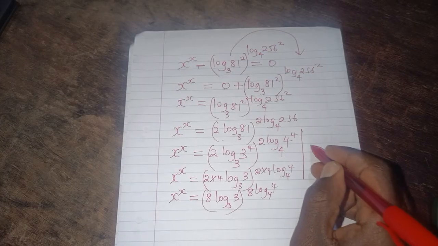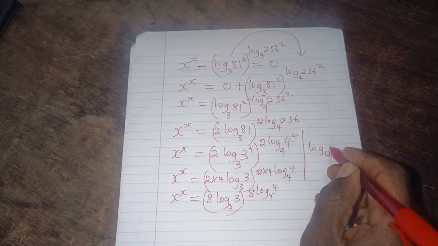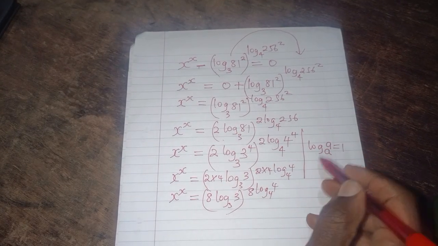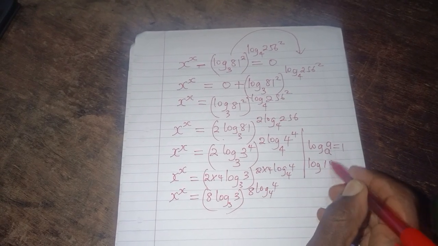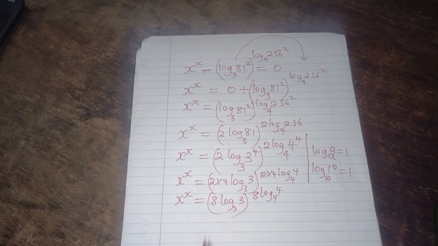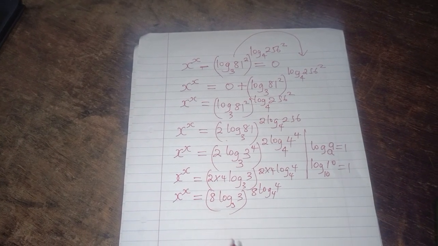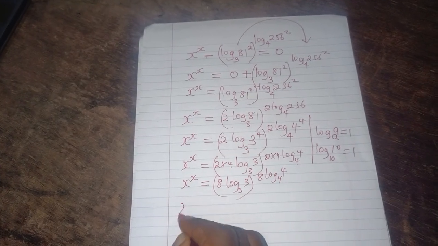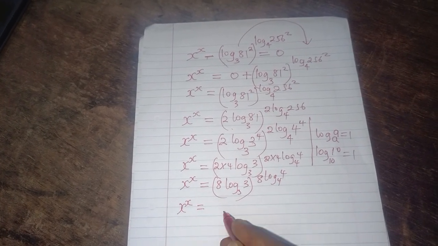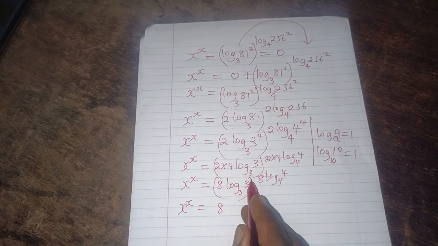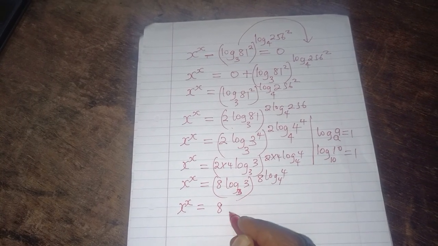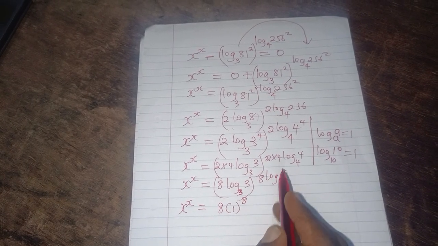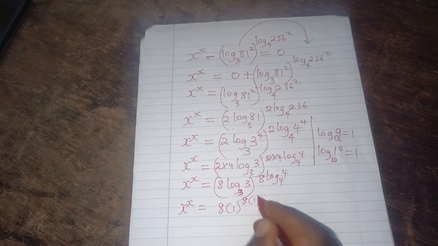I was told by my teacher that the logarithm of a number to the base of the same number, the answer is 1. That means the logarithm of a to base a is 1. Or you can say the logarithm of 10 to base 10, the answer is 1. So I'll apply that law here, or that identity of logarithms, whereby I'll say that x power x should be equal to 8, and of course logarithm of 3 to base 3, the answer is going to be 1. So 8 into 1. Then of course I'll write 8 as a power. Then the logarithm of 4 to base 4, the answer is still 1.